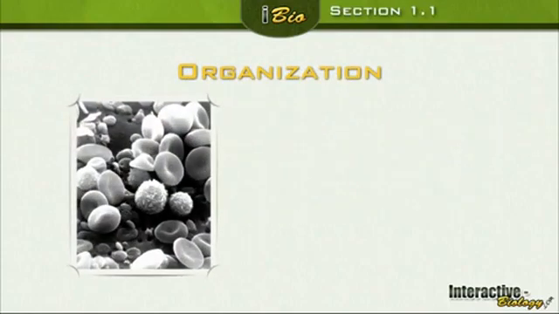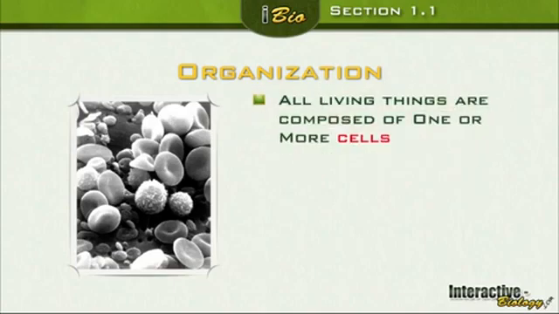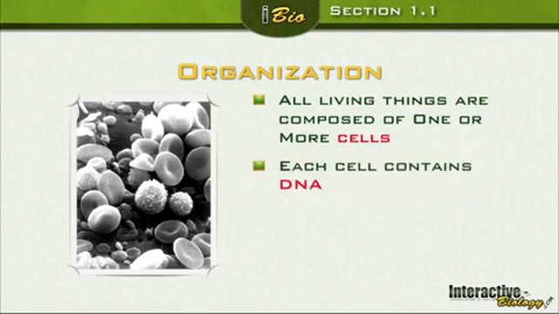First one, organization. What in the world do I mean by that? Number 1, all living things are composed of one or more what? Cells. All living things are composed of one or more cells. If it's alive, it has cells. Not only that, each cell contains DNA. Very important. Anybody know what DNA stands for?